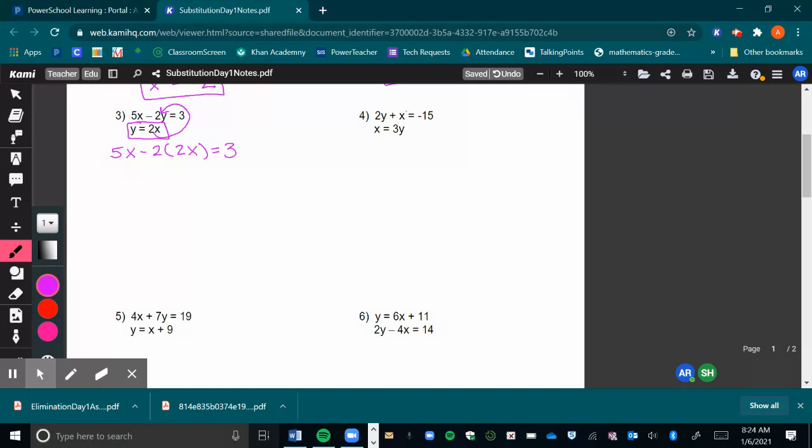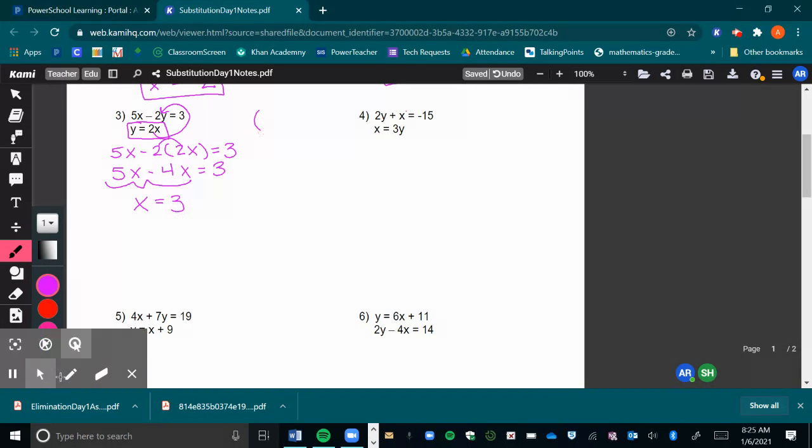And now I'm just going to solve this, because now I only have one variable. So I have 5x, and 2 times 2x is 4x, so minus 4x equals 3. 5x minus 4x, I can combine these because they both have an x. 5 minus 4 is 1, so I'll just have x equals 3.